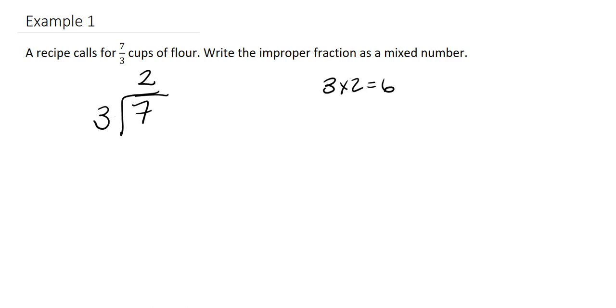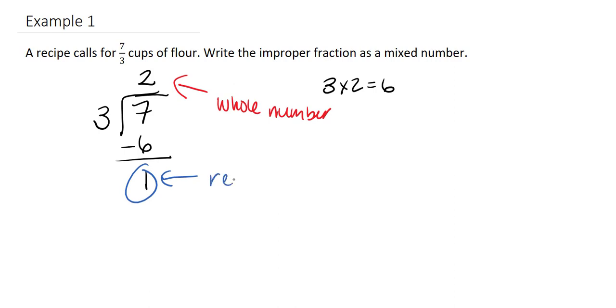So 3 times 2 is 6. We put that below. We subtract. 7 minus 6 is equal to 1. Now, this 2 is going to be our whole number because it can go into it that many times. Then our 1 is our remainder, so it's going to be our new numerator. And then we're just going to keep our denominator.